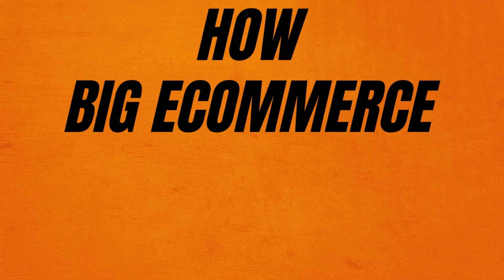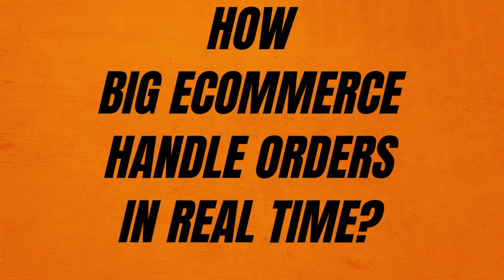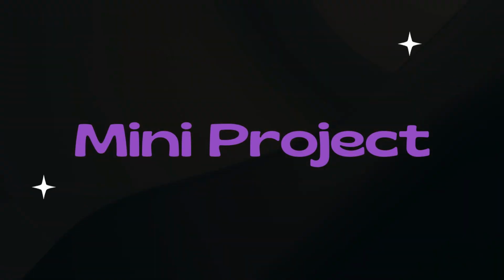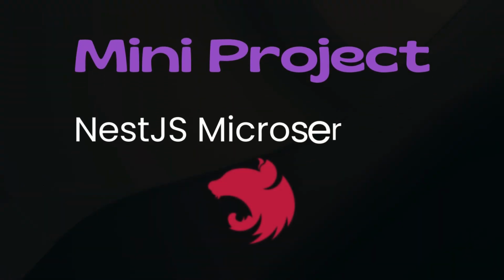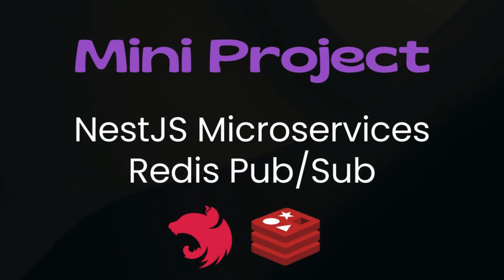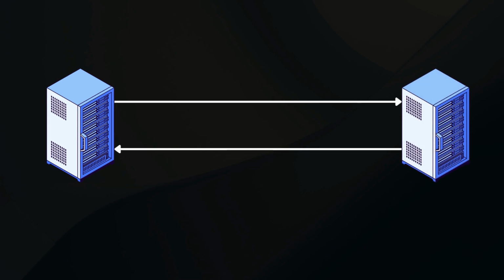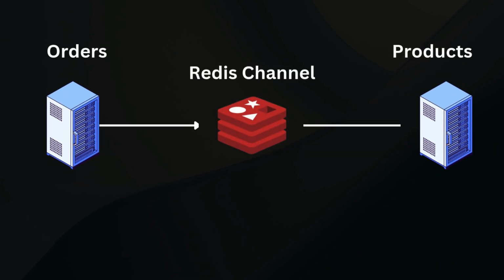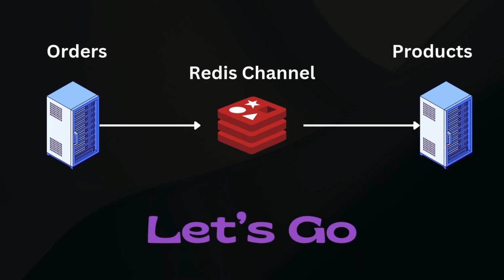Ever wondered how big e-commerce platforms handle orders in real time? What if I told you you could build a mini project that simulates this using NestJS Microservices and Redis Pub/Sub, all in a simple and scalable way? By the end of this video, you'll see how services like orders and products can communicate instantly without being tightly coupled. So let's jump in and make it happen.